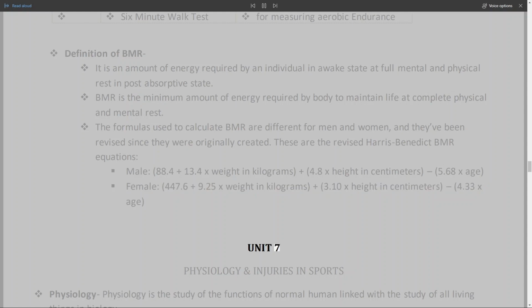Unit 7. Physiology and injuries in sports. Physiology.